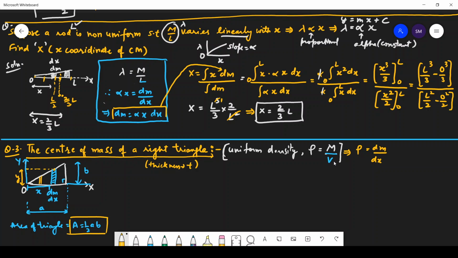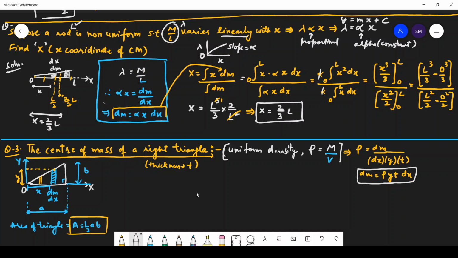What is volume? Volume is equal to length into breadth into height. So here dx is the length and height is y, suppose. So dx into y into thickness t, right? So that's your dm. And so dm will be equal to rho into y into t into dx, right? So this will be our dm.